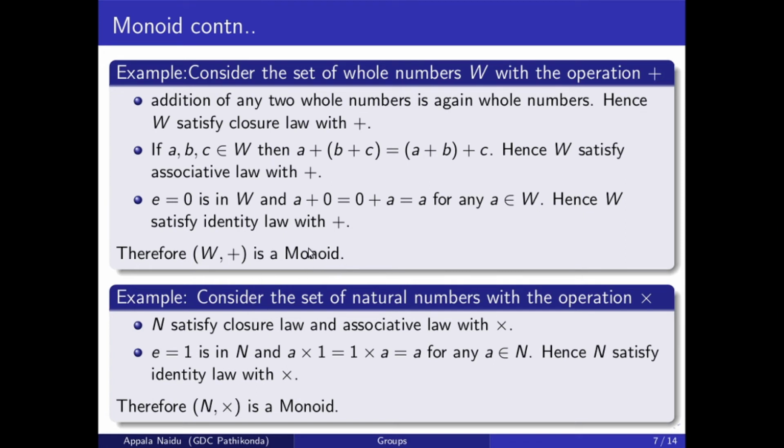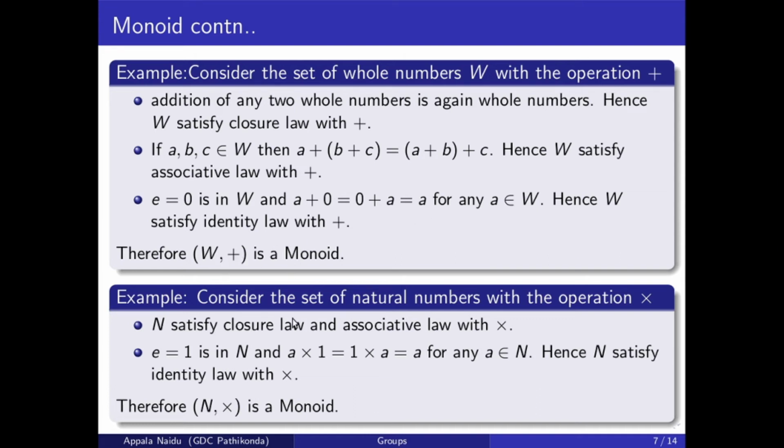So here we have to note that the set of natural numbers does not contain 0. Because of that it is not a monoid. The set of whole numbers contains 0, which is the identity with plus, hence it is a monoid.